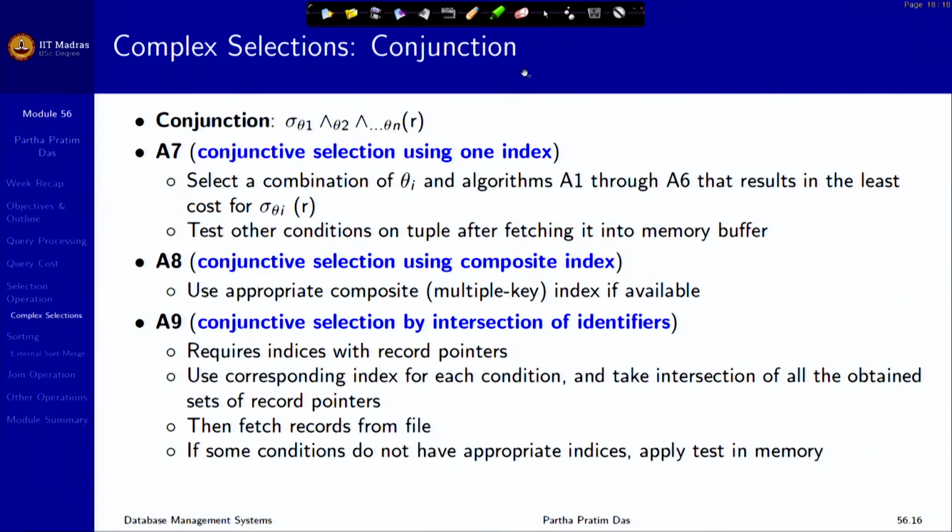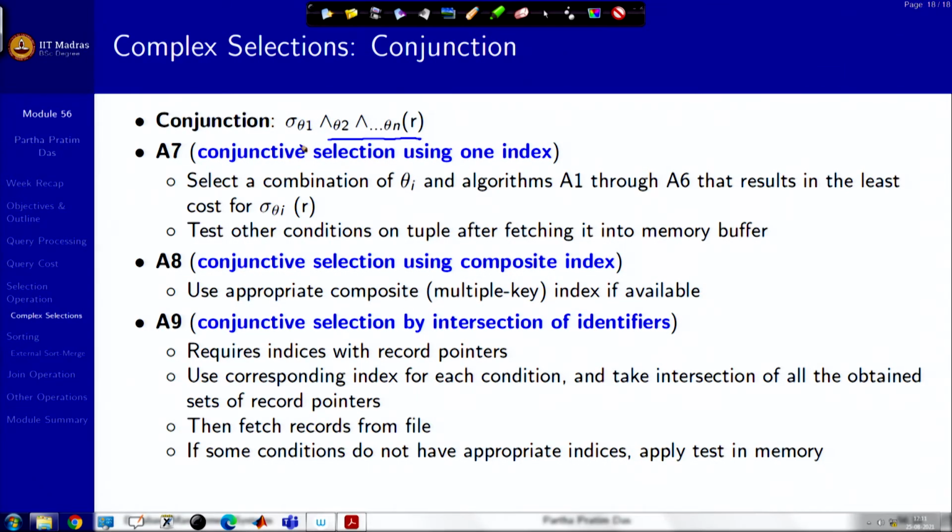Of course, there could be more complex selections, often there are, because you have conjunctions in the query, that is all these conditions theta 1 to theta n are actually ANDed.